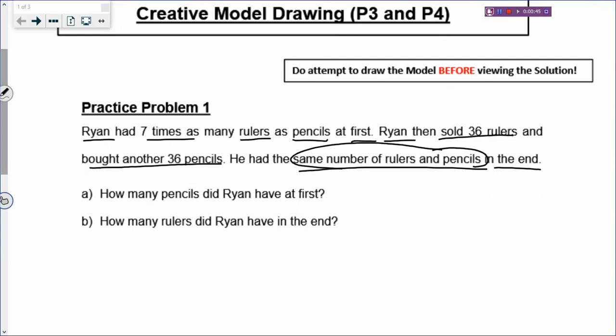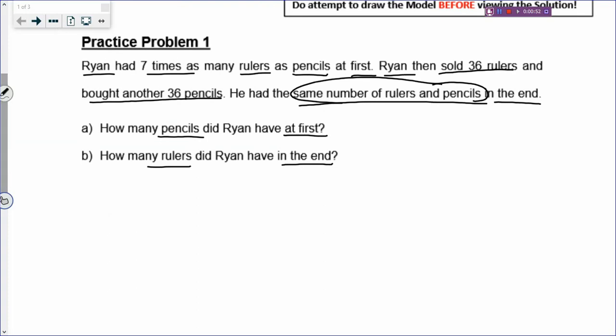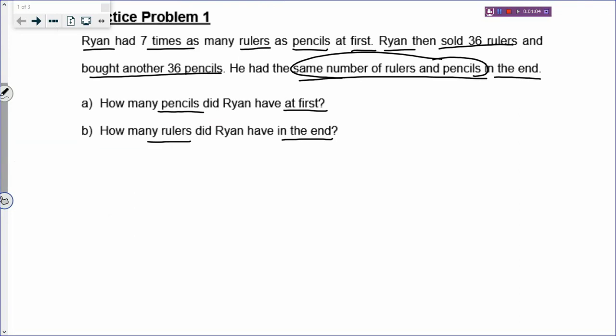So how many pencils did Ryan have at first? And how many rulers did Ryan have in the end? Alright, so this is a before and after problem. Which means that you may have two sets of model, the before model and the after model, or you can also put the two models together as one. It all depends on how you want to draw the model.